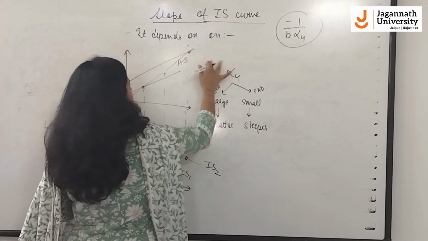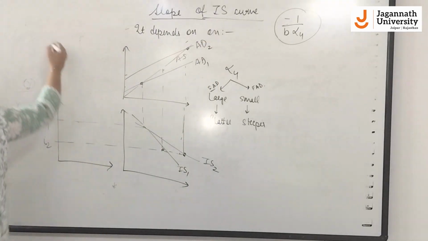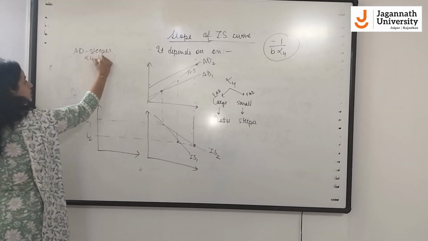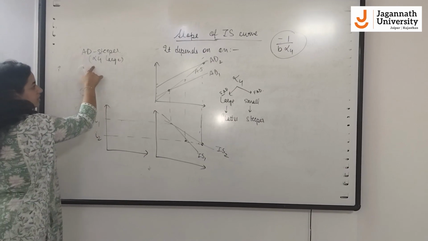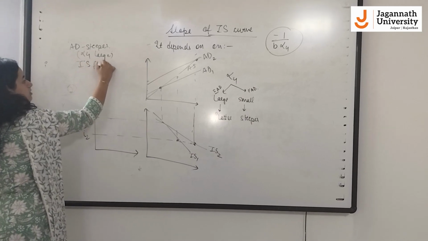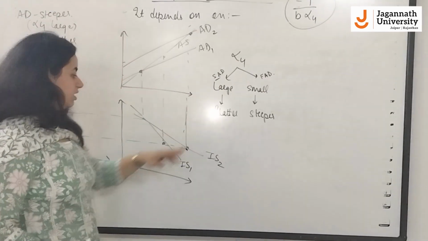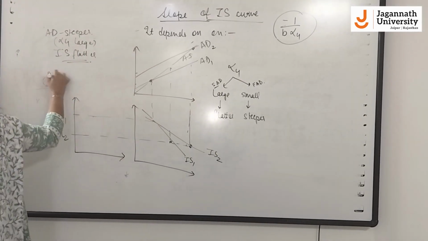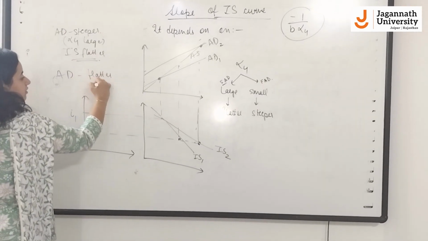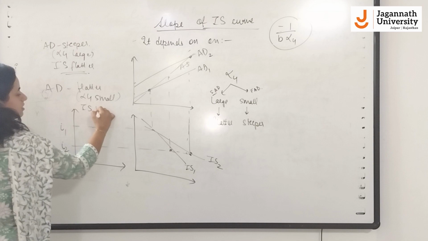Can you see, when my ADs are steeper, this is AD1, AD2. Now what does a steeper AD show? That alpha G must be large, right? In that case, what can you see? When ADs are steeper, the IS is flatter. That's what I've written: when alpha G is large, IS is flatter. And in the previous case, what did you see? When AD was a little flatter, that means alpha G was small, less change, then IS is steep.